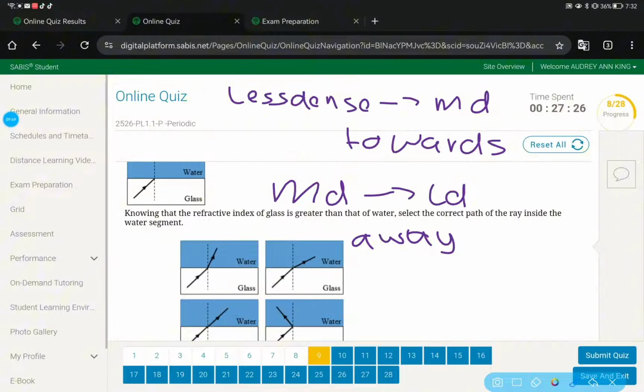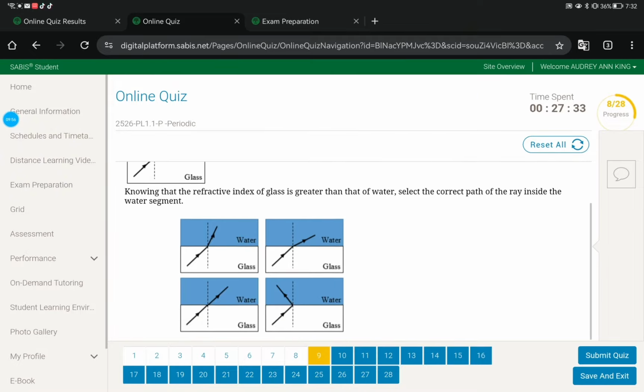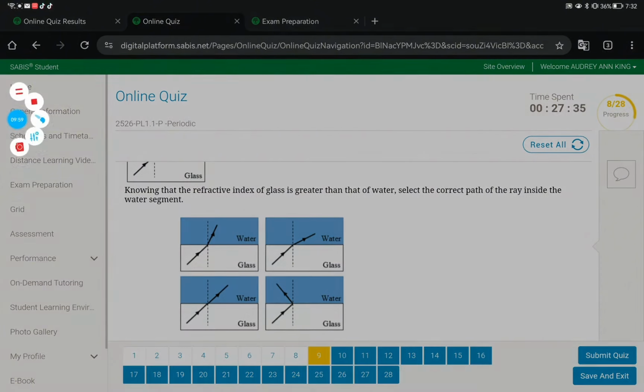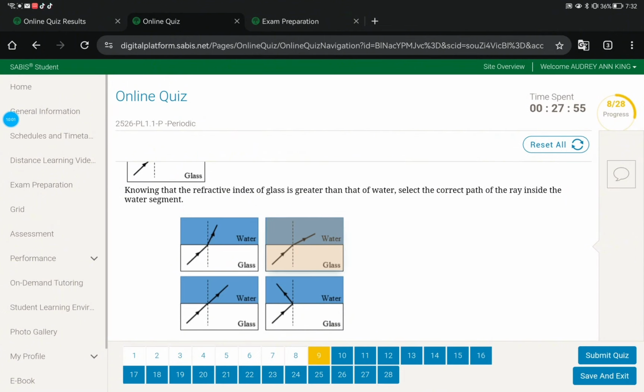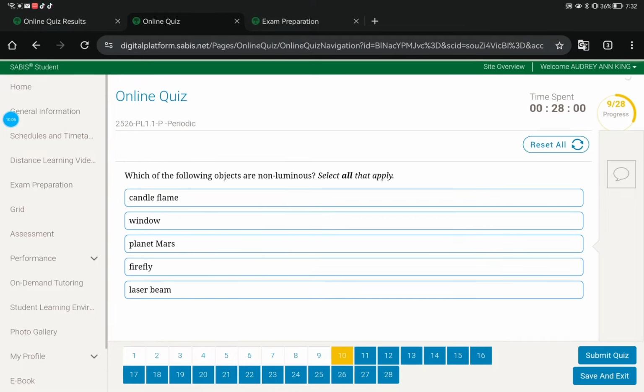So here we're going from water to glass. Now glass is more dense than water. So we're going from a less dense to a more dense medium. So that means it's going to be tilted towards the normal. That means this is going to be the answer, because out of all these options, that one's tilting most towards the normal.